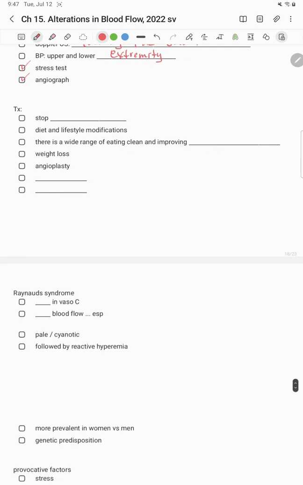Okay, treatment would be to stop smoking, do your diet and lifestyle modifications, and there's a wide range of eating clean and improving diet and lifestyle. Weight loss, angioplasty, a stent, and bypass surgery if they need that level of care, which would be surgery.